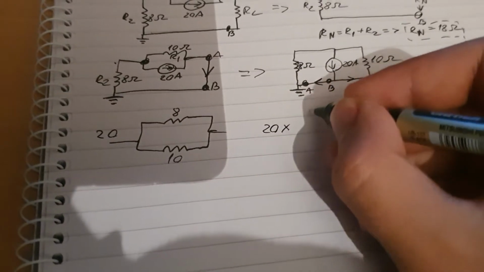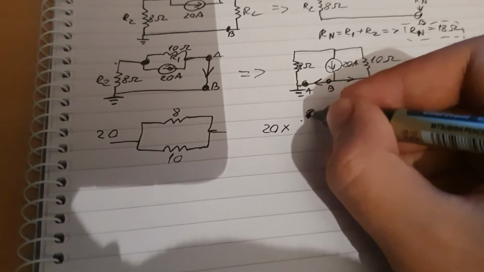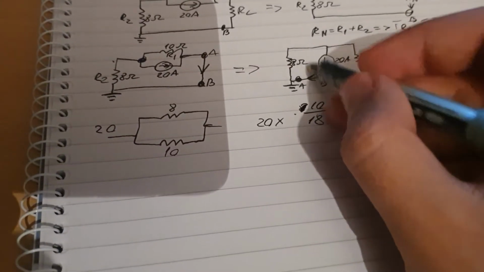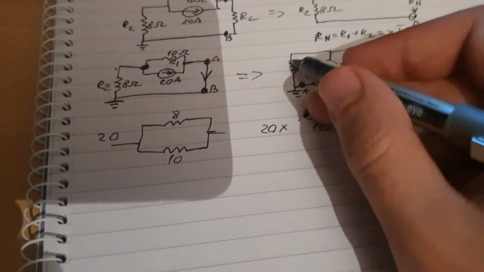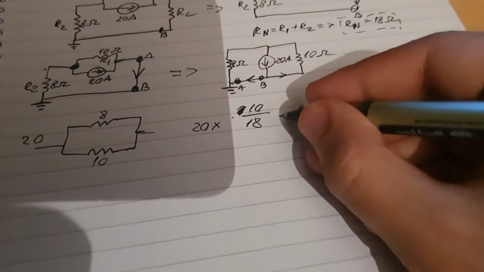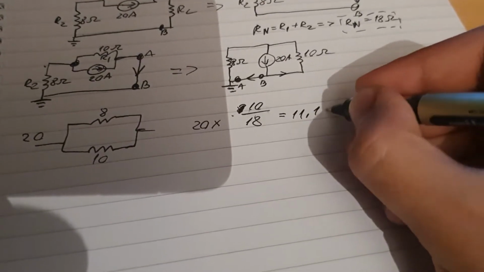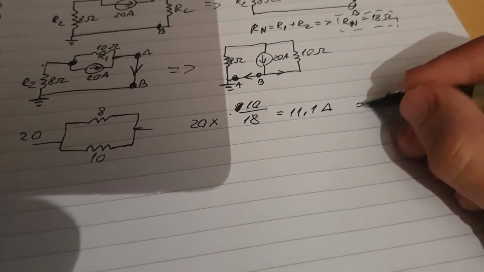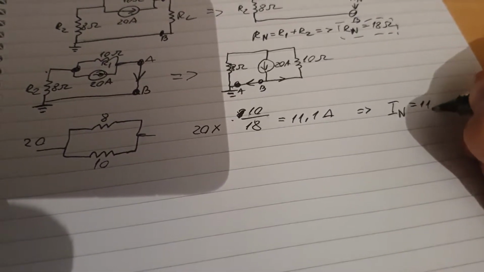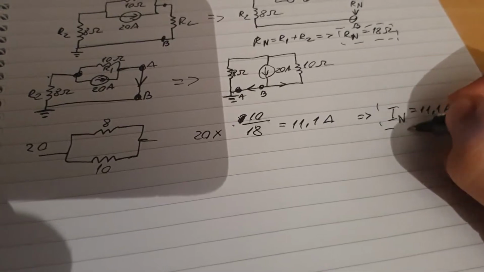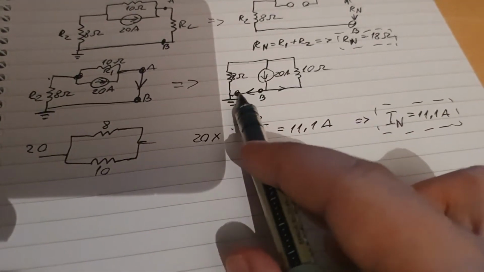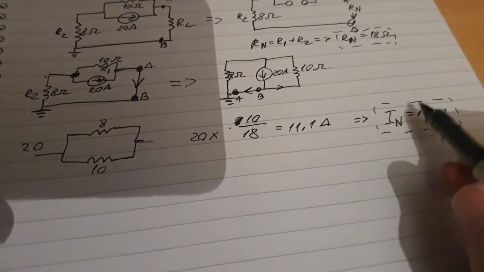So it'll be 20 times 8, no, 10 over 18. We use 10 because we want to find out the current inside this resistor, and you multiply by the opposite resistor to find it out, and that one will give us 11.1 amps. So therefore IN is equal to 11.1 amps, and let's highlight this one as well. And again, it's because the current going through here is 11.1 amps.